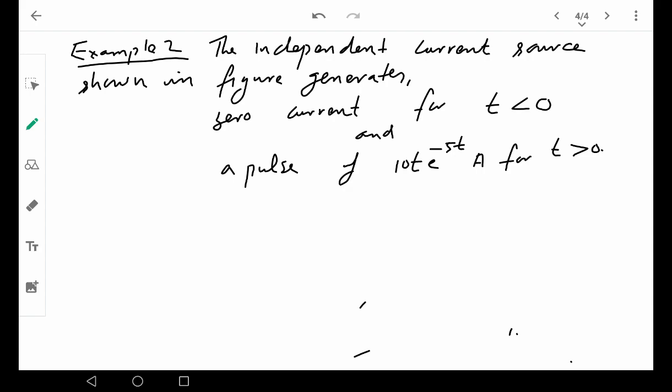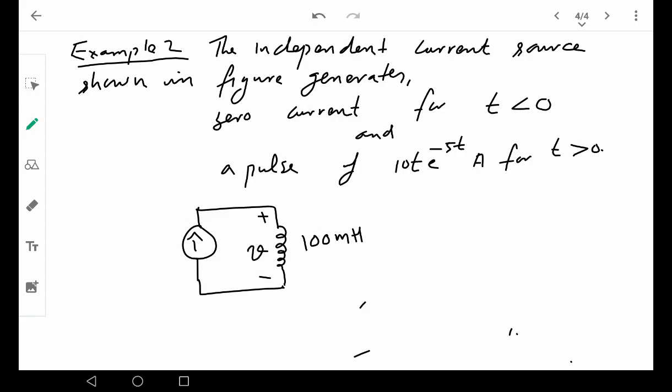So the circuit is given. You have the circuit like this. You have an inductance like this. So this is a current source and an inductance. You have 100 millihenry. So this is plus or minus V. This is I, right?